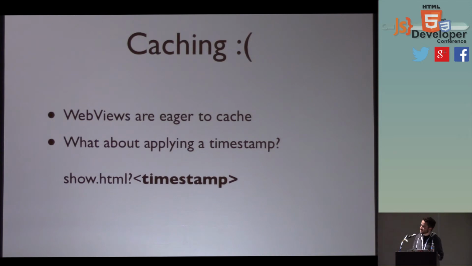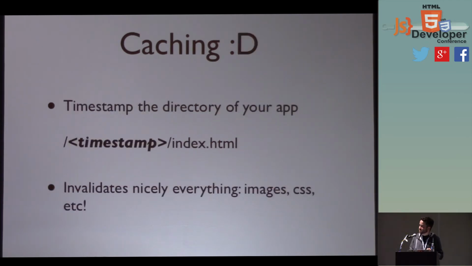The other problem is caching, because the web views are very eager to cache, and no matter what you try to do there, like cache invalidation, whatever, it doesn't help. And applying timestamps helps, but then again, it makes it super complex to program and debug your app. But because the URLs don't matter, you can just timestamp the whole directory. So if you put everything in the timestamp directory, it just works. It invalidates everything nicely.